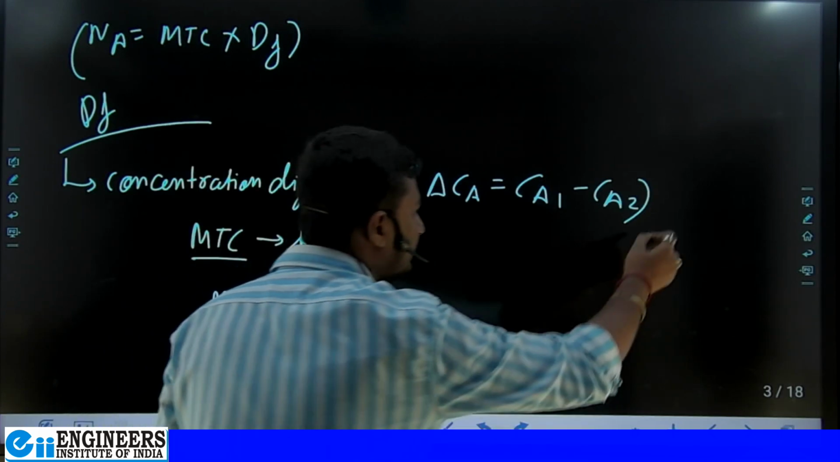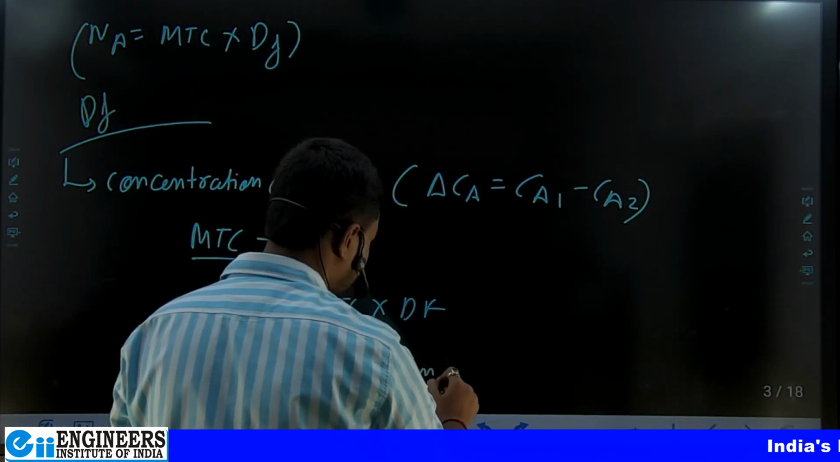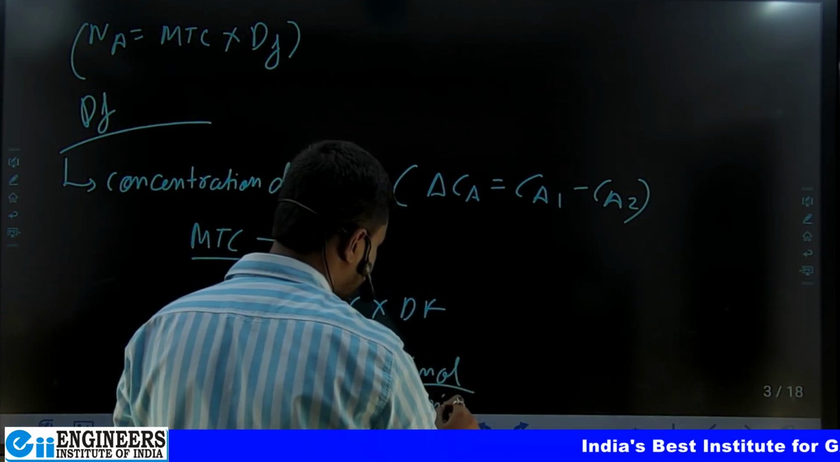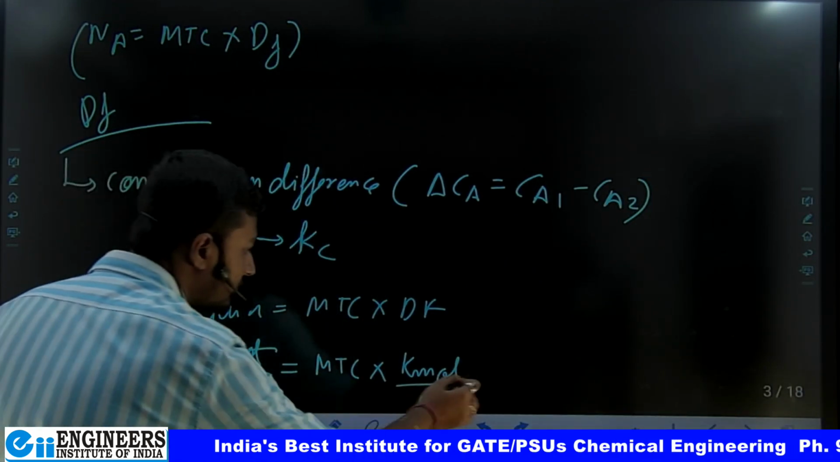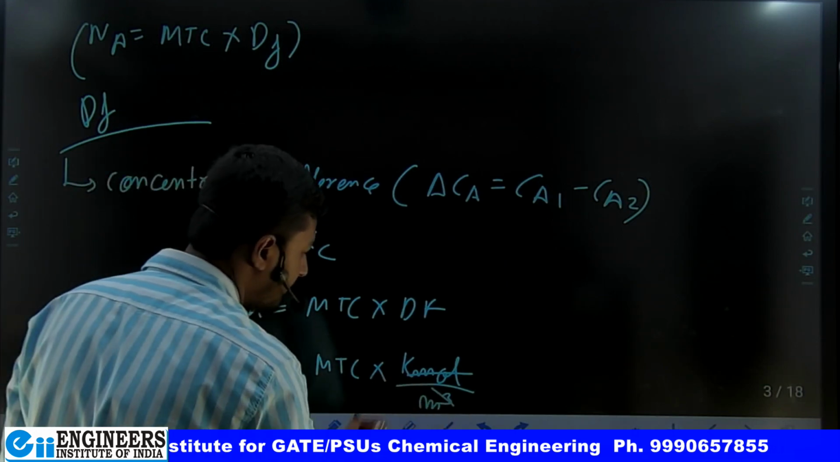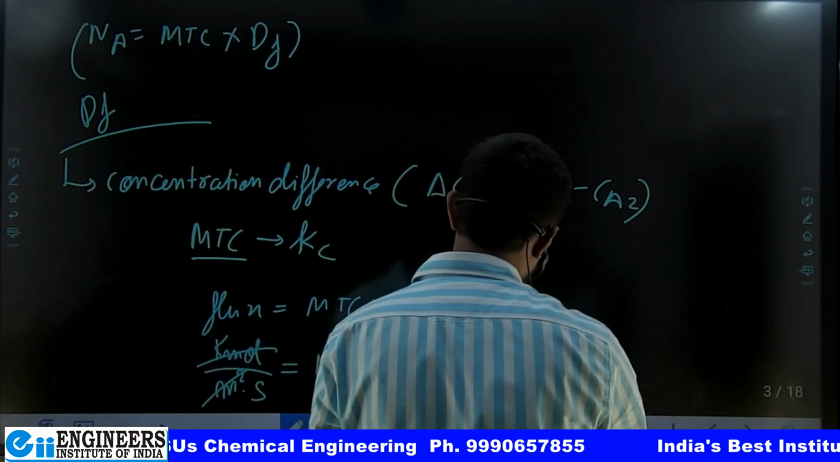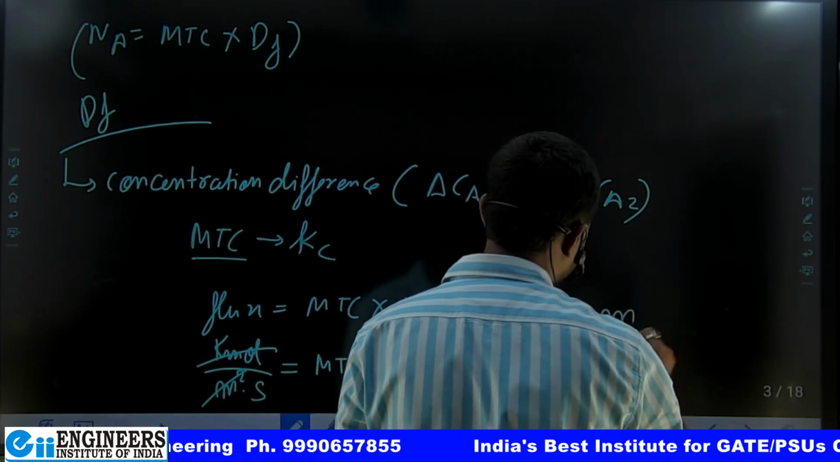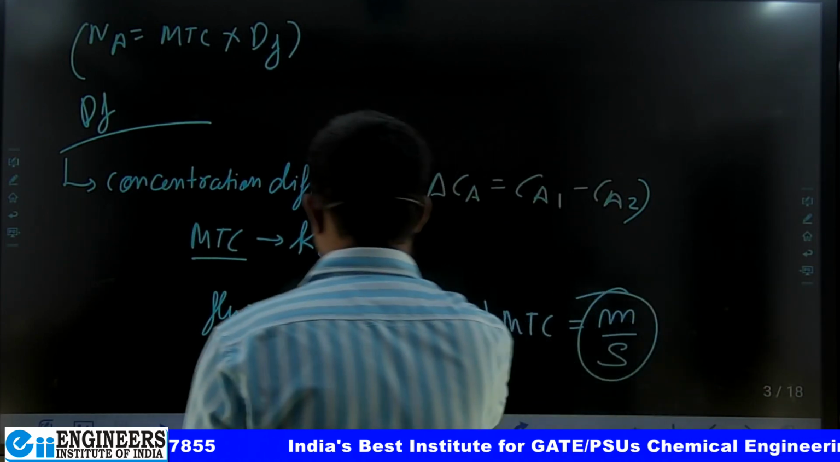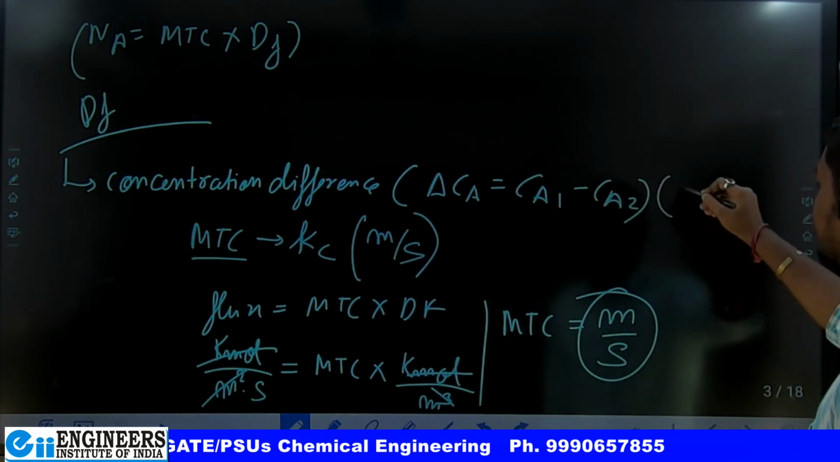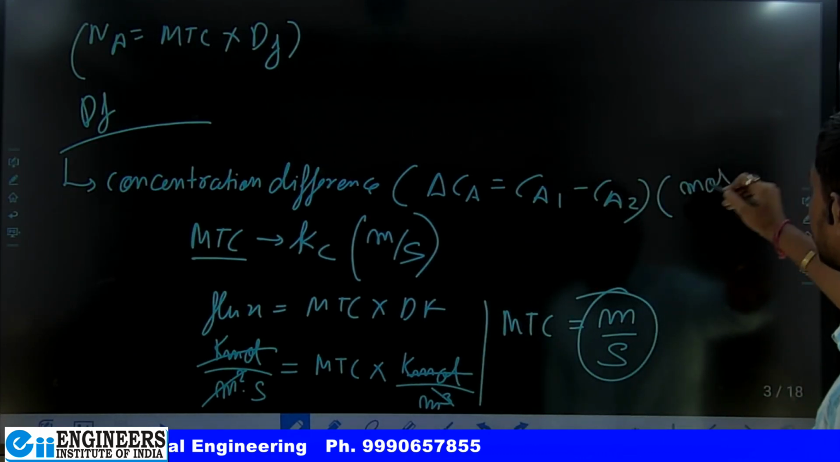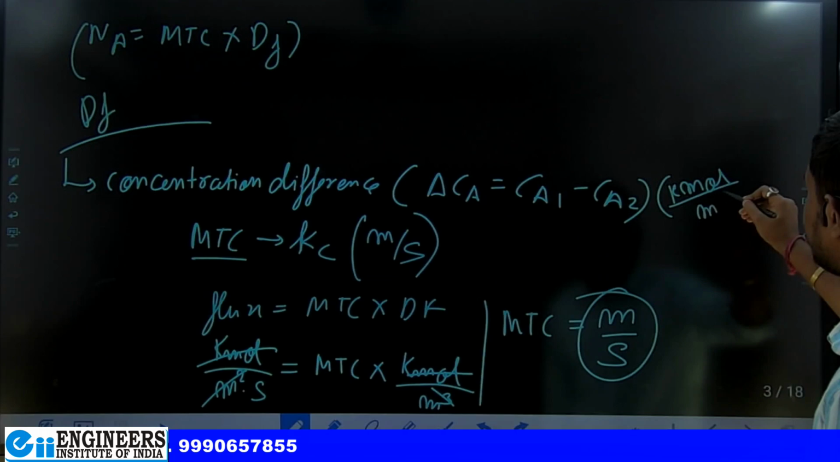So what is the unit of concentration? It is kilomole per meter cube. So what is the unit of your mass transfer coefficient? Kilomole will get cancelled, meter square and meter will get cancelled, and you will get your mass transfer coefficient unit as meter per second. So what is the unit of kc? It is meter per second. And the unit of your concentration was kilomole per meter cube.